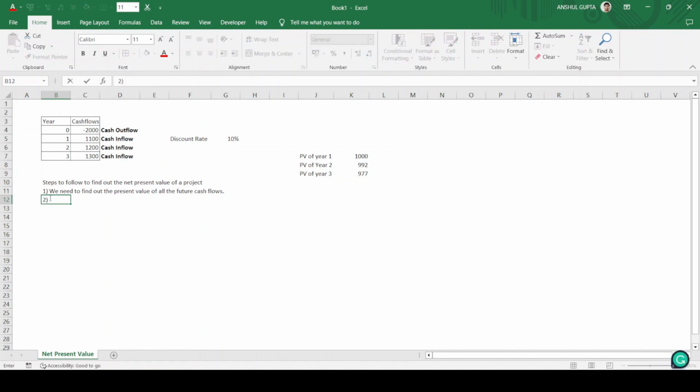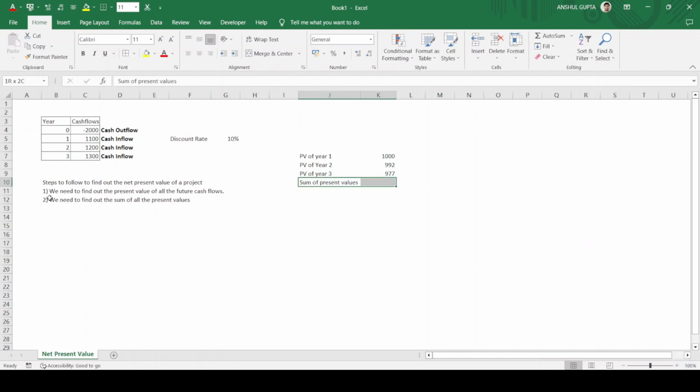Moving forward, the second step is we need to find out the sum of all the present values. So let's calculate the sum as well. Sum of present values.